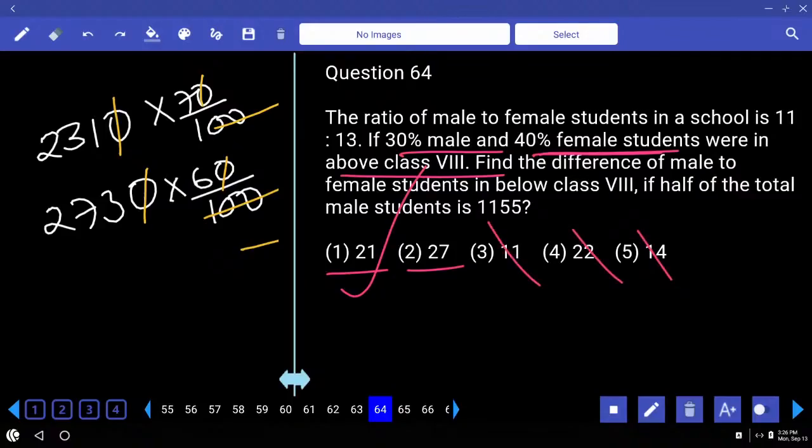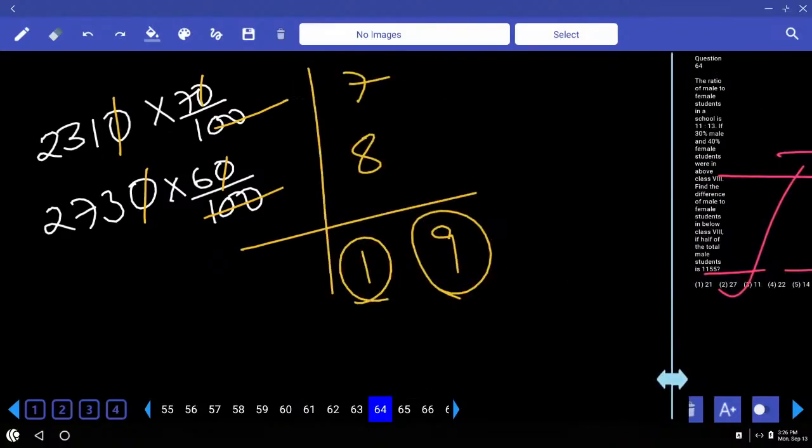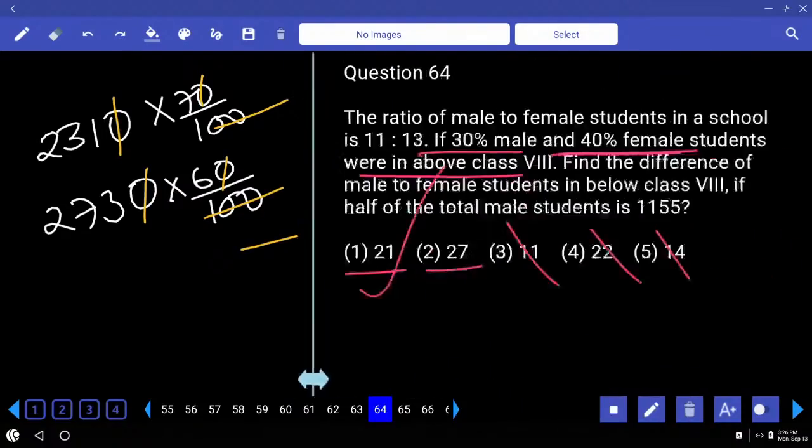All the remaining 3 options are already eliminated. Now we are left with only 2 options. One ends with 7, the other ends with 1. According to last digit verification, the answer must end with either 1 or 9. There is only one number, 21, the final answer.